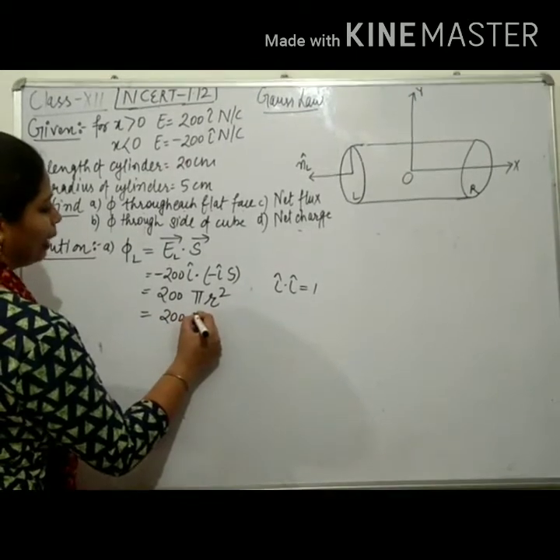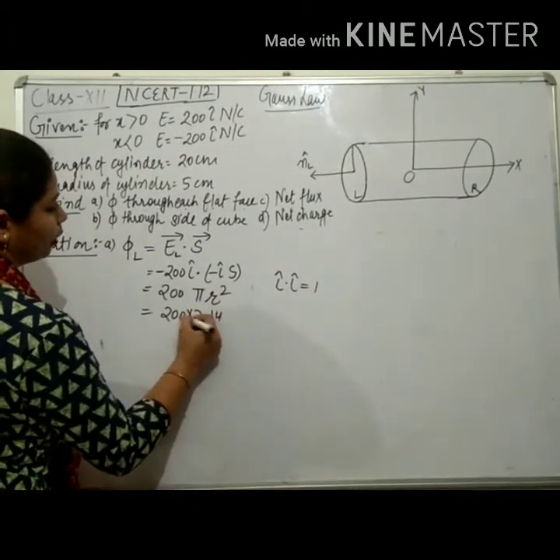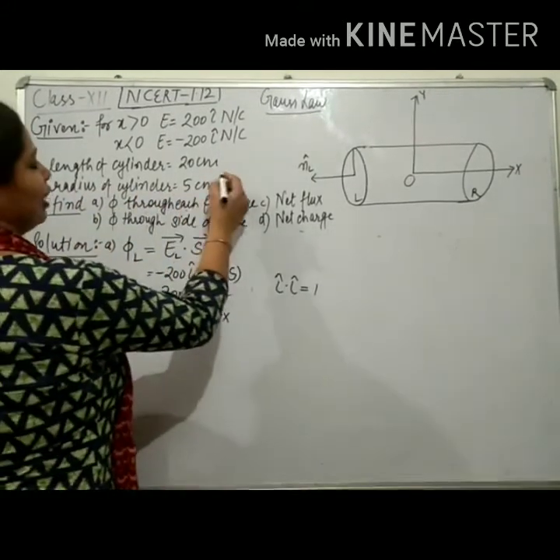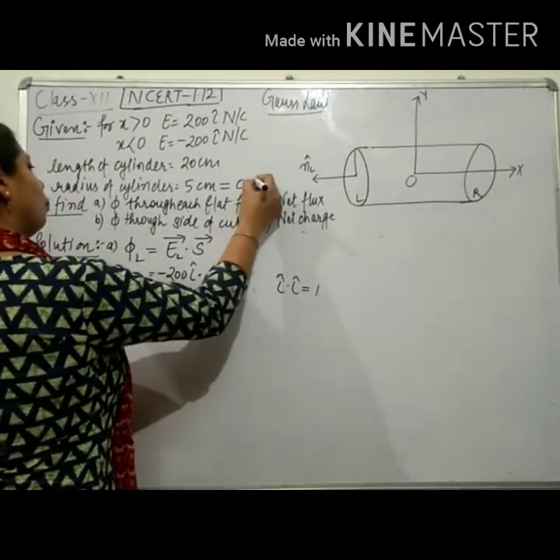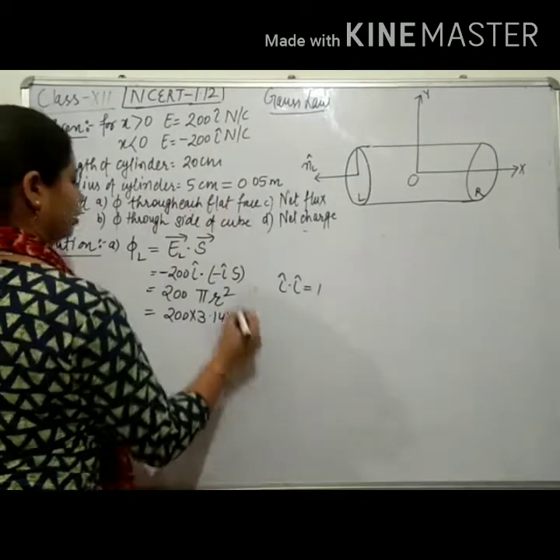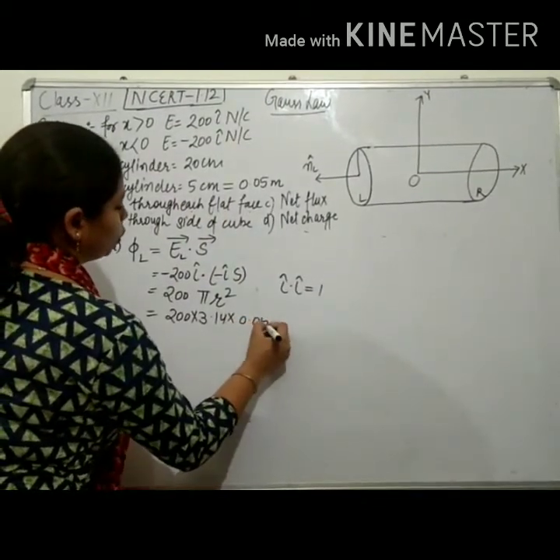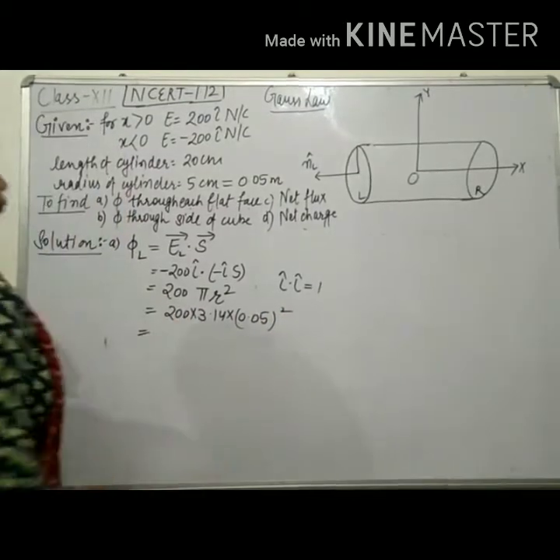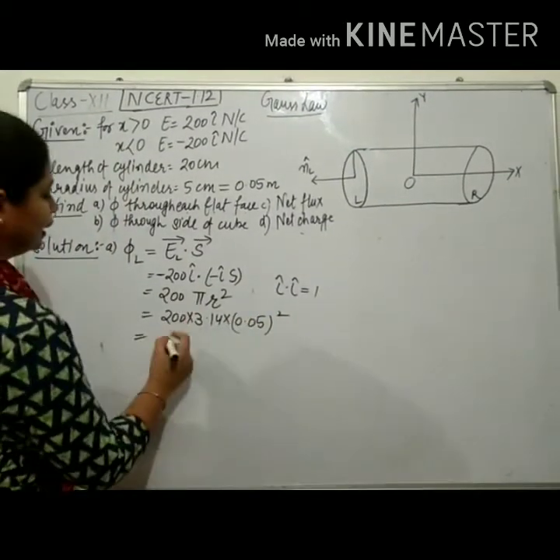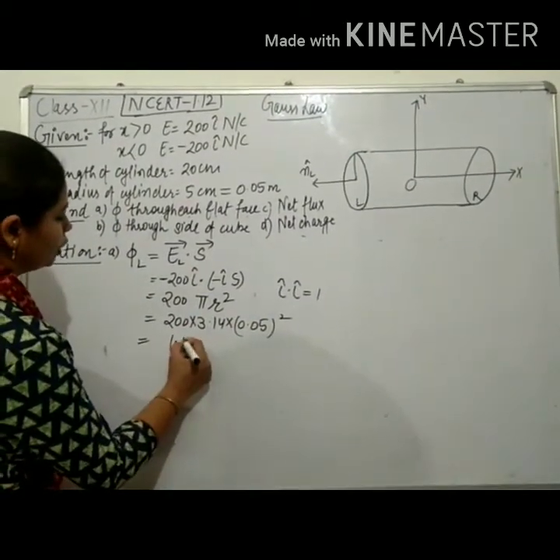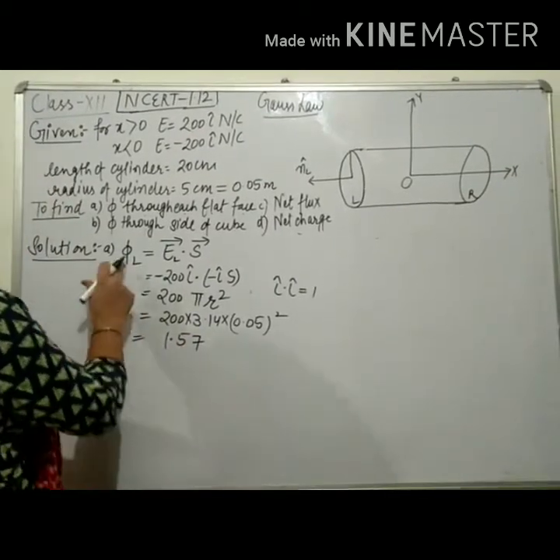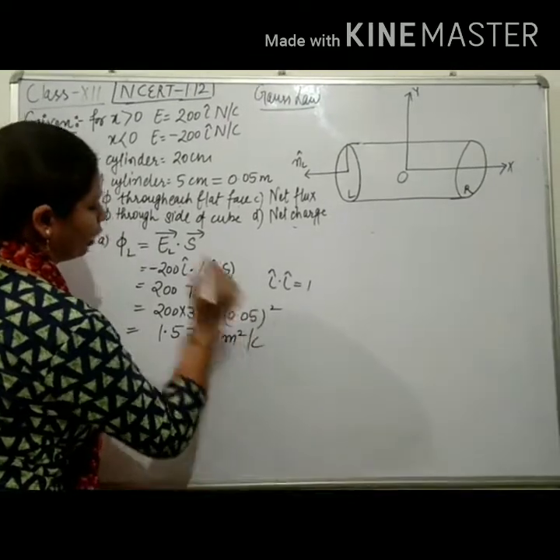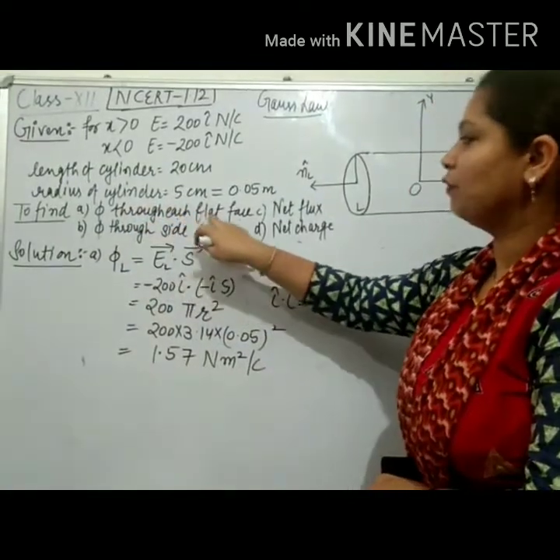Substituting the values, pi is 3.14. What is r? r is the radius of the cylinder, that is 5 centimeter, which we can write as 0.05 meter. So its value is 0.05 square. On doing the calculation, the result is 1.57 Newton meter square per coulomb, the flux through each flat face.